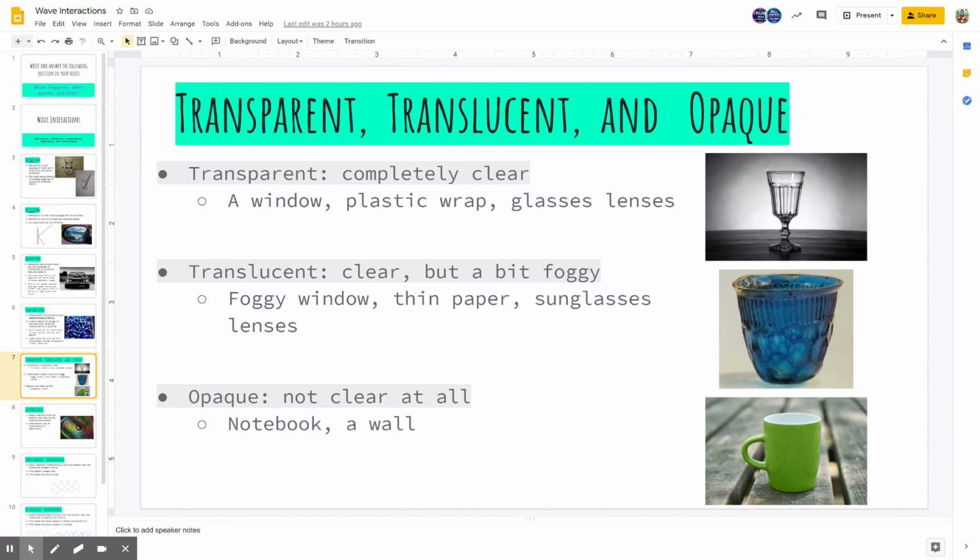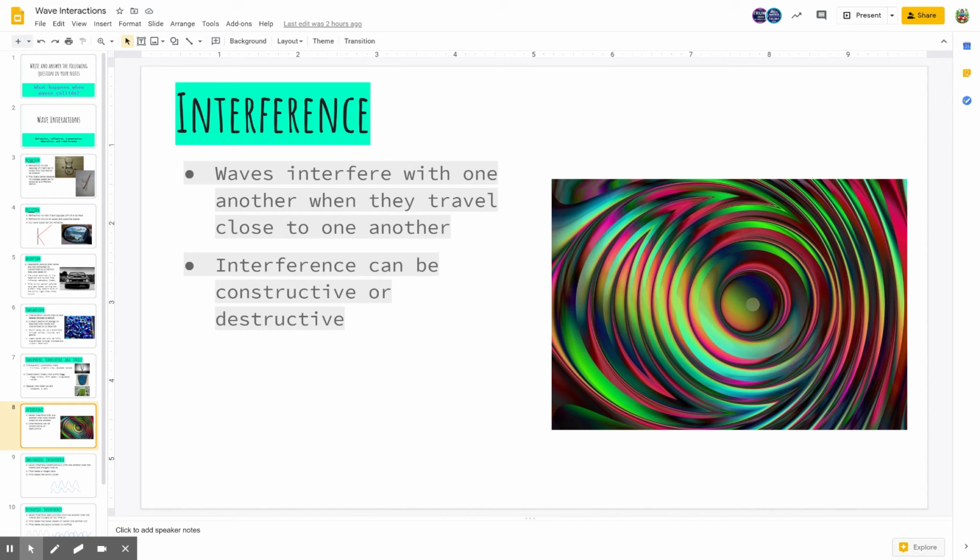Okay, so that's opaque. The next interaction we're going to talk about is when waves interfere with each other. So we just talked about how waves interact with other objects. We're going to talk about how waves interact with each other. So when waves travel near each other, they interfere with each other, and that interference can be constructive or destructive. So it can build or it can tear apart.